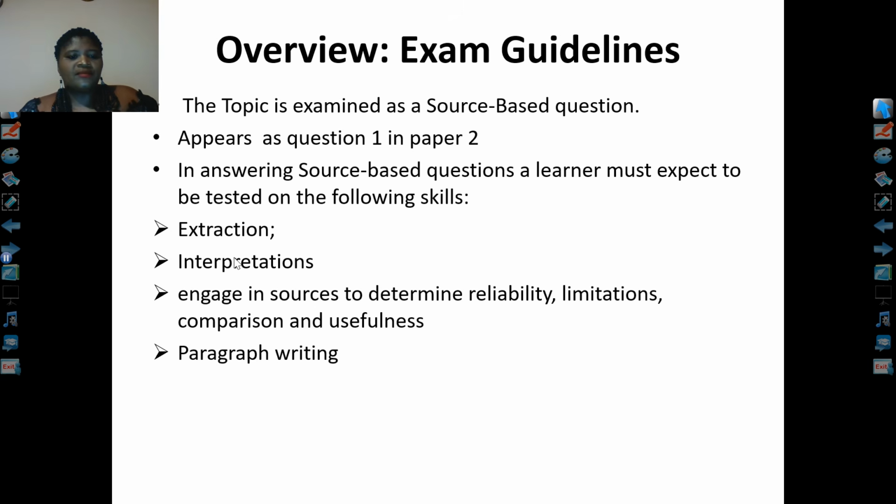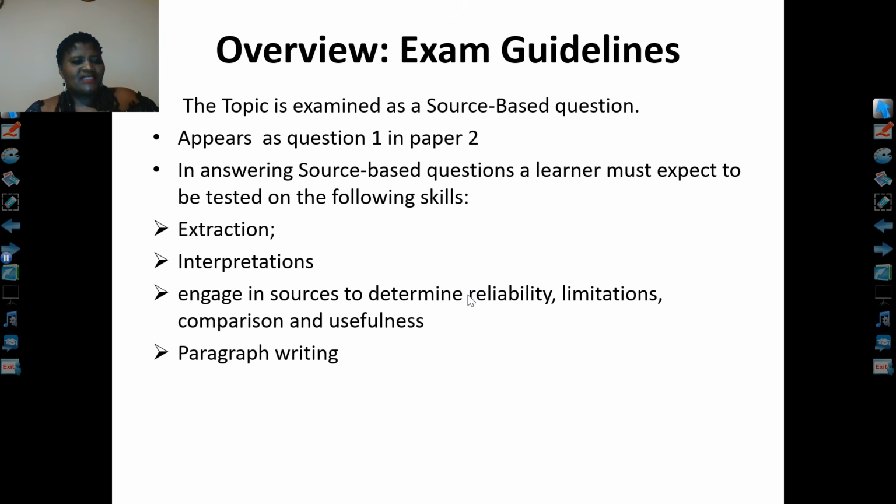And then you will also be expected to interpret information from the sources that you are given. Remember, I said you're given both visual sources and written sources. From those sources, you will explain the information that is there. You will be expected to comment on the information that is given there. At the same time, you will be expected to interpret the visual sources. For example, you can expect a question that says, what message is conveyed by a particular visual source that is given.